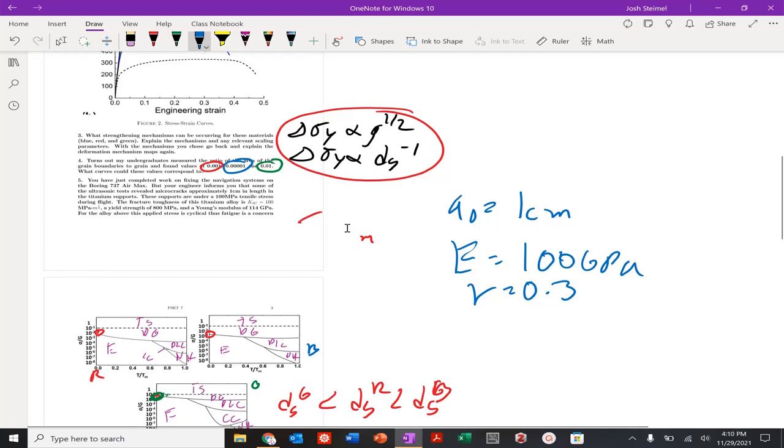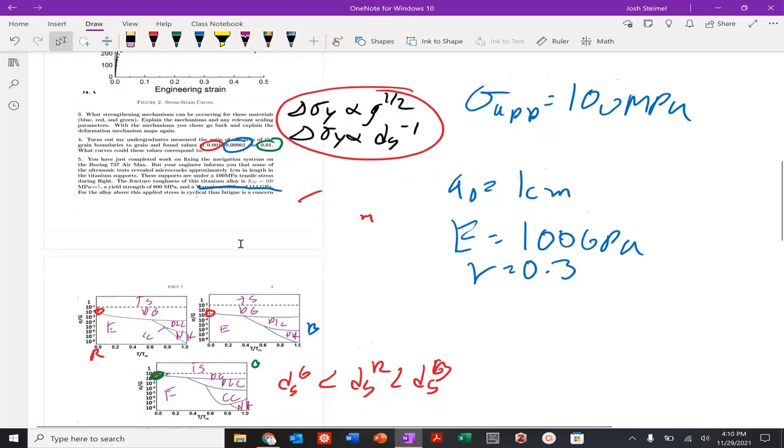The supports are under a tensile stress during flight, so the stress applied, or sigma max, is equal to 100 MPa. Fracture toughness, K_IC, is 100, and so on. Yield strength, Young's modulus. I'm going to ignore this Young's modulus. You could solve it if you want, but we want to do metal.